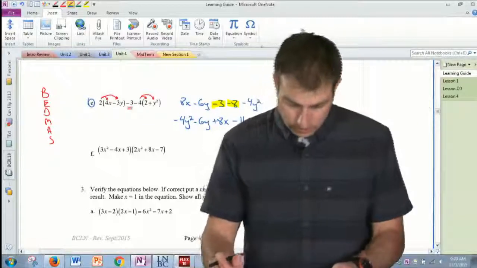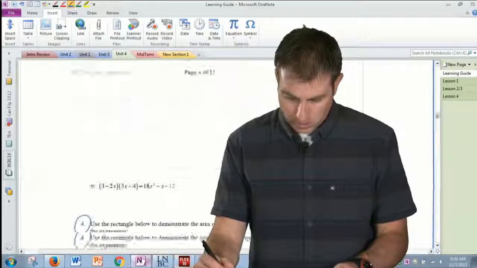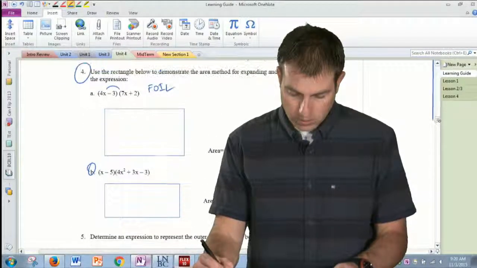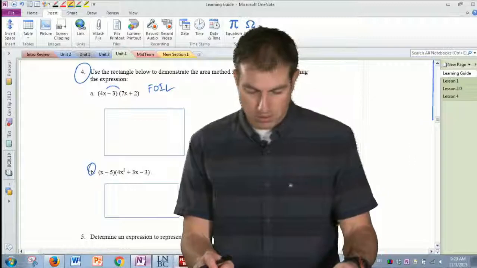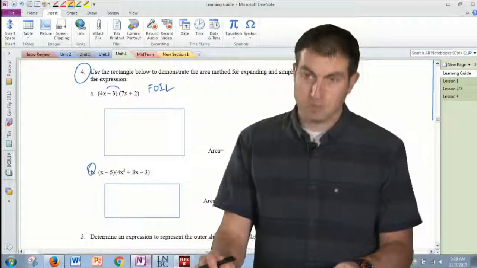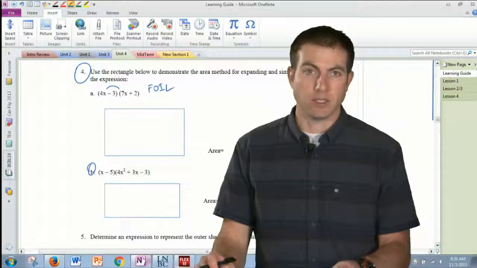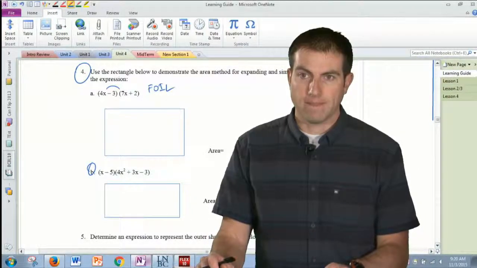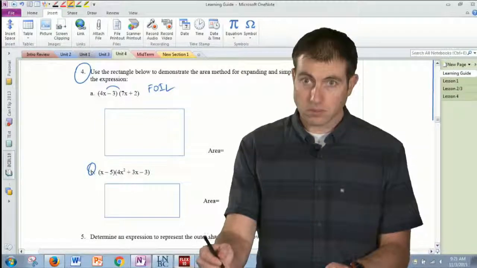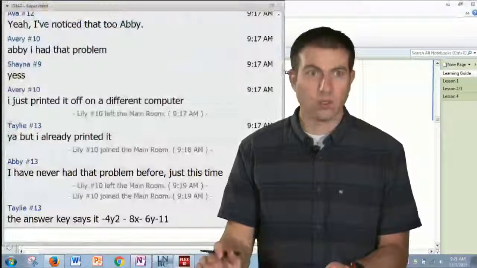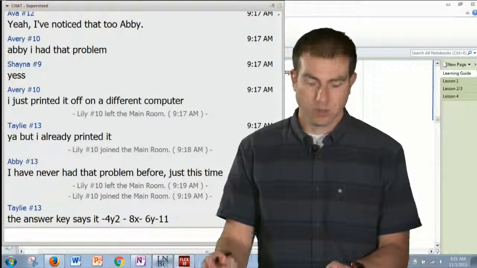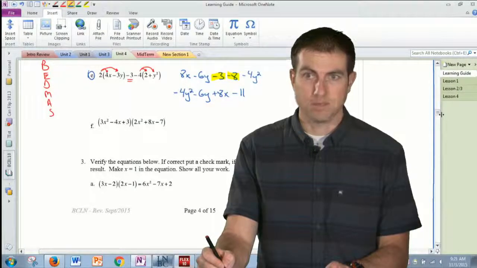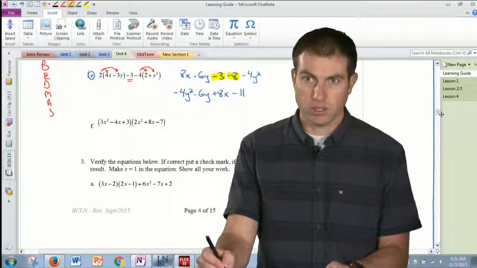So that's that. There was a couple questions, or maybe one on the next page. 4b. So use the rectangle below to demonstrate the area method for expanding and simplifying. This is just a kind of an expansion question. You're just multiplying these things together. Now, the answer key says it's -4y squared minus, so is that what I ended up with? Plus 8x. -4y squared minus 8x.